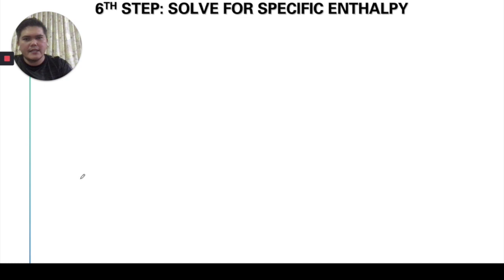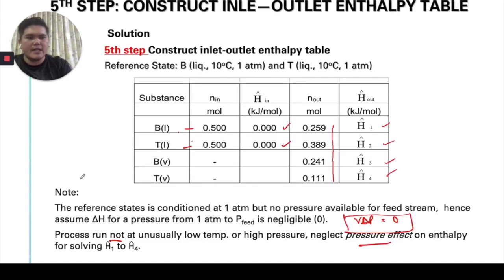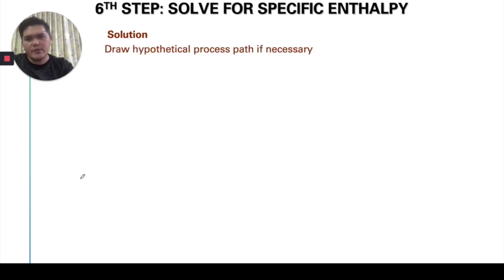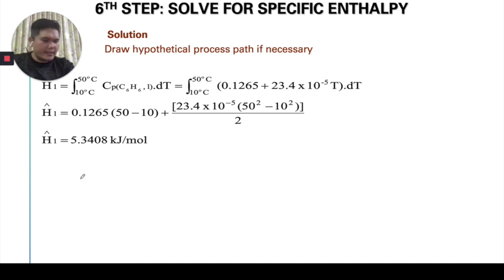For H1, what is that? H1 has to do with benzene, which is still liquid, benzene in liquid form, going out at the bottom outlet. So there is no change of temperature, and no change in terms of phase. But first of all, we need to know the boiling point for benzene and toluene, so we have to be very careful on that.